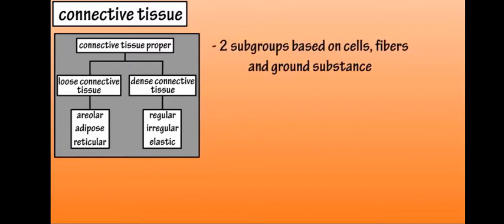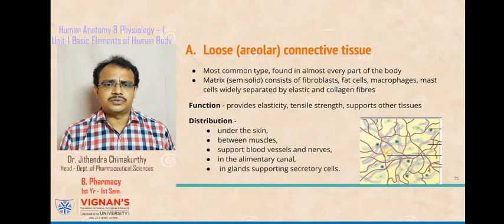Connective tissue proper, which is sometimes referred to as fibrous because it has many fibers in its extracellular matrix, is divided into 2 subgroups based on the proportions of cells, fibers, and ground substance. Subgroup 1 is loose connective tissue. Loose connective tissue is also called areolar tissue.